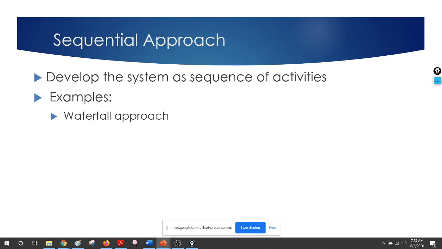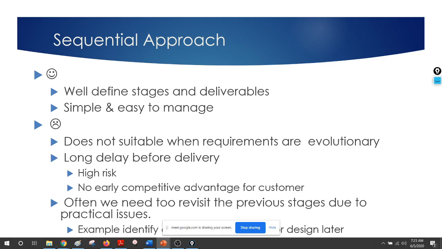So let's take the sequential approach. The sequential approach means developing the system as a sequence of activities, right? One activity is done. After that, we do the next activity. After that, we do the next activity. That approach is called the sequential approach. The most popular sequential approach is called waterfall development.